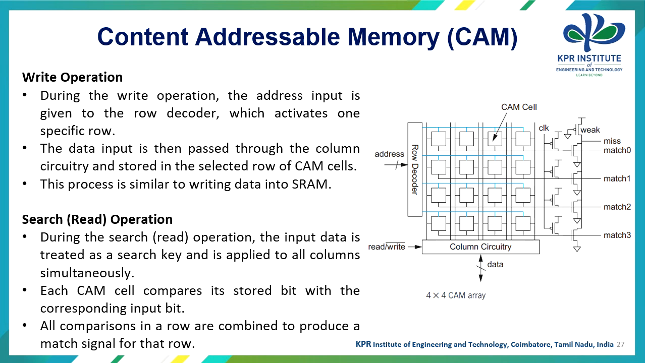In the read operation, during the search, the input data is treated as a search key and is applied to the columns simultaneously. Each CAM cell compares its stored bit with the corresponding input bit. All the comparisons in a row are combined to produce a match signal for that particular row. So this is how the read operation and write operation are performed in the content addressable memory.